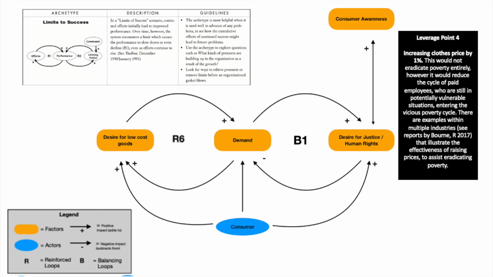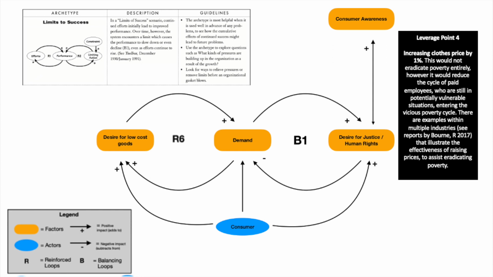Furthermore, the analysis revealed a number of archetypes present. The first archetype that was identified was limits to success, wherein initially demand increases desire for low cost goods from consumers, and an increased desire for low cost goods boosts demand. However, in this archetype, as demand increases, there may be more awareness around labour exploitation and a greater desire for justice for vulnerable workers, which then results in reduced demand. This ultimately affects the need for cheap labour.